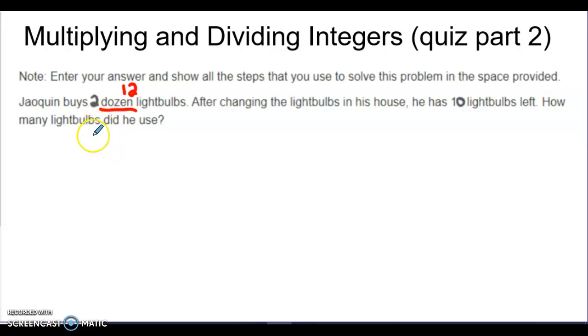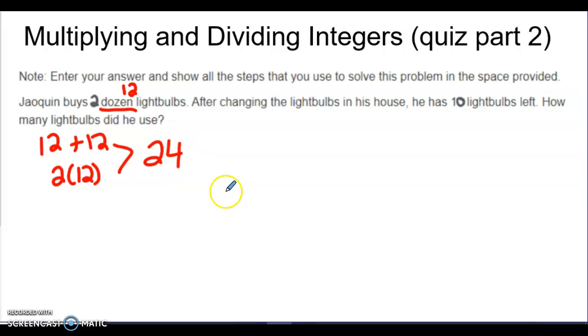So if we buy 2 of those, we can either say 12 plus 12 to get our answer, or we can do 2 times 12. Either way, if we buy 24 light bulbs, we are buying 24 light bulbs. And after he changes the light bulbs in his house, he has 10 left. How many light bulbs did he use? So if he ends up with 10, that's going to be what it equals. That's what he ends with. And we just want to know how many light bulbs he used.